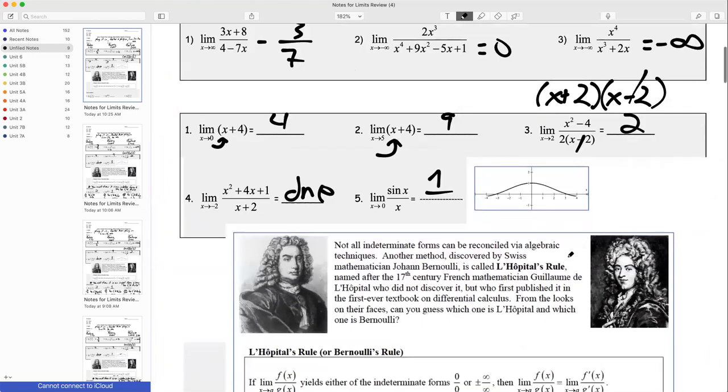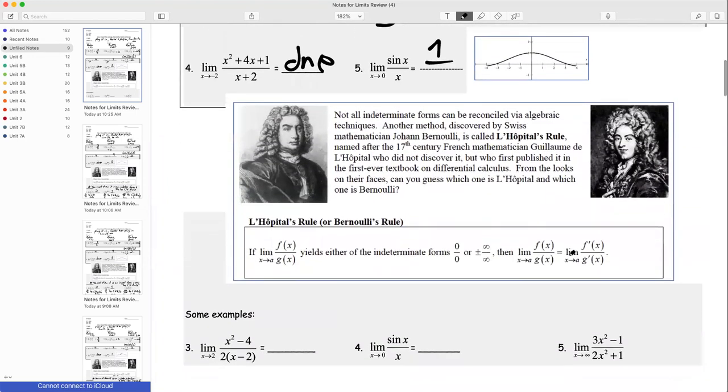Okay. And then we have L'Hopital's rule. L'Hopital's rule says if the limit as x goes to a and you have a function over another function, f of x over g of x, and it ends up with an indeterminate form like 0 over 0 or infinity over infinity, then I can take the derivative of the function on the top and the derivative of the function on the bottom and then plug in the limit.